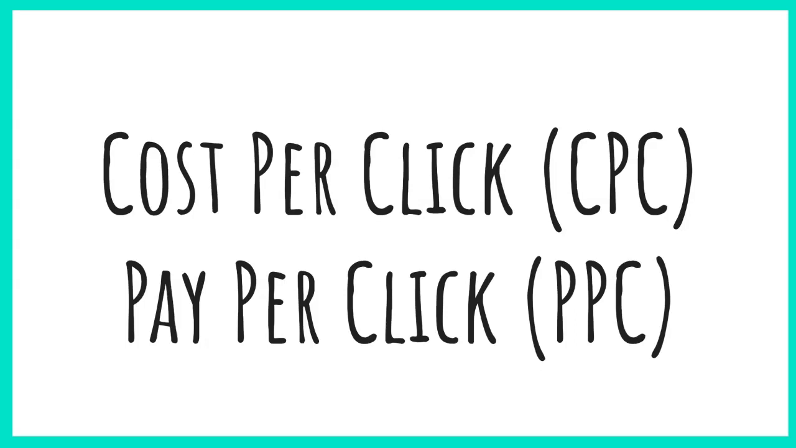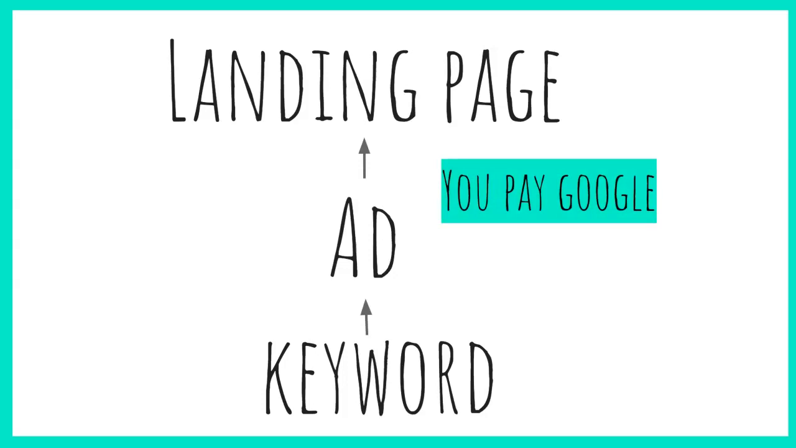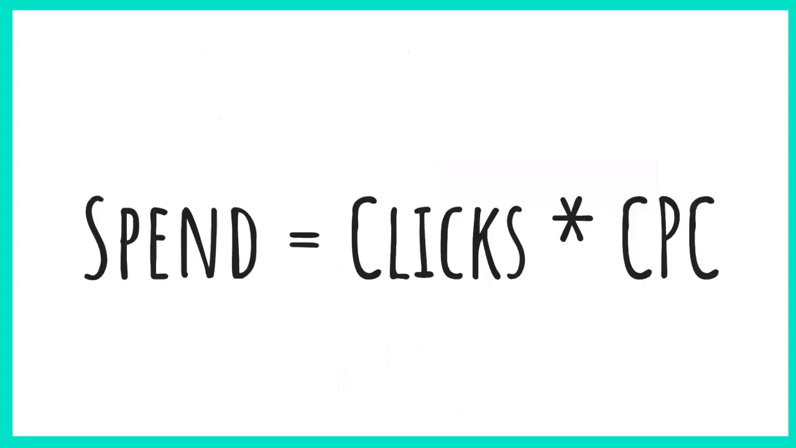And this means that unlike traditional media, you don't pay for circulation or exposure to your ad, you pay when someone clicks your ad. Now, if we look at our keyword ad landing page sequence from lesson 2, this is where you pay, and this is where Google makes money. So your total spend is the number of clicks your ad gets times the cost per click.